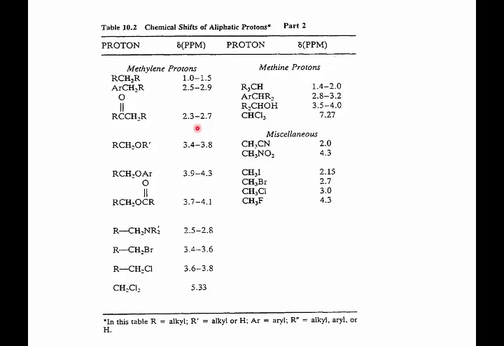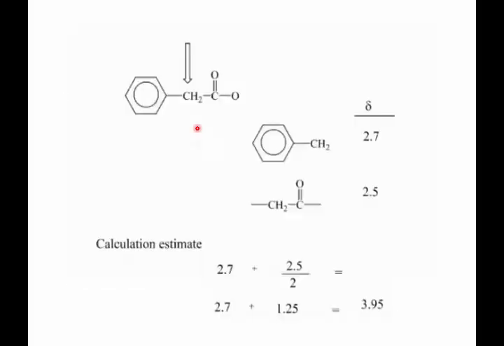2.5. Now, what I'm going to do procedurally is this. I'll write down those two values: 2.7 methylene attached to phenyl group, 2.5 methylene attached to carbonyl group. We take the larger of the two, the 2.7. Then we're going to add the effect of the other, but we're not going to add literally the 2.5. Instead, we'll take the 2.5, divide it by 2, and it gives us 1.25. And we add these two values together, and we come up with 3.95. That's going to be our guesstimate for the chemical shift for that methylene attached to phenyl and carbonyl group.